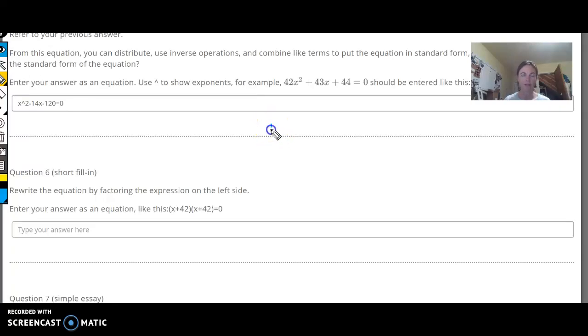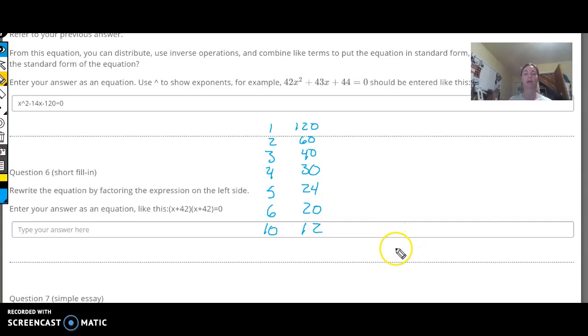I know I've got 1 and 120. I have 2 and 60, 3 and 40, 4 and 30, 5 and 24. Let's see, probably 6 and 20, 8 and 15, 10 and 12, and that's as far as I can go.